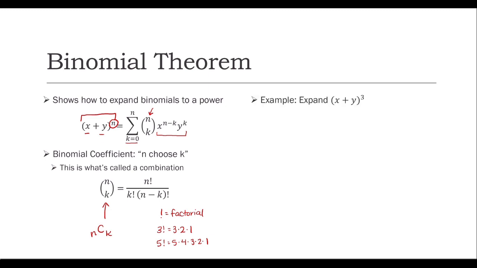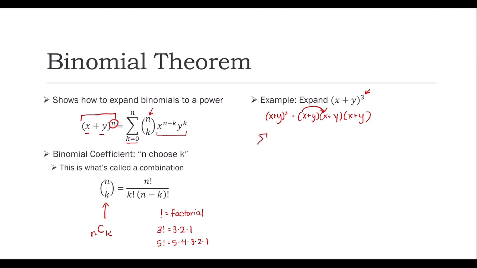So here's our example. It says expand x plus y cubed. So x plus y cubed would be x plus y times x plus y times x plus y, which is quite a bit of work when you have to distribute everything and do that over and over, especially when this exponent gets larger. So that's why we use our binomial distribution equation.